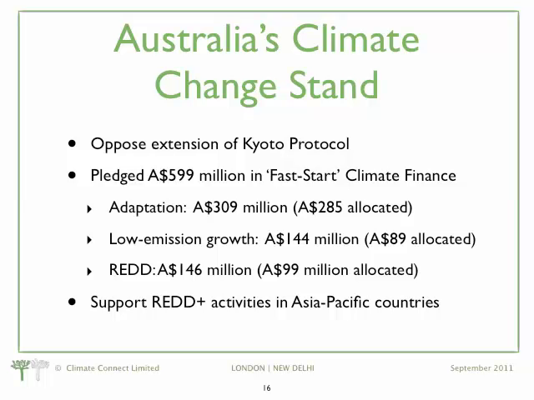Australia's stand on climate change. Australia is opposed to extension of the Kyoto Protocol beyond 2012. It has pledged $599 million in Fast Start climate finance, which includes $309 million for adaptation, $144 million for low emission growth, and $146 million for grid activities. It has also pledged support for REDD Plus activities in the Asia Pacific countries.